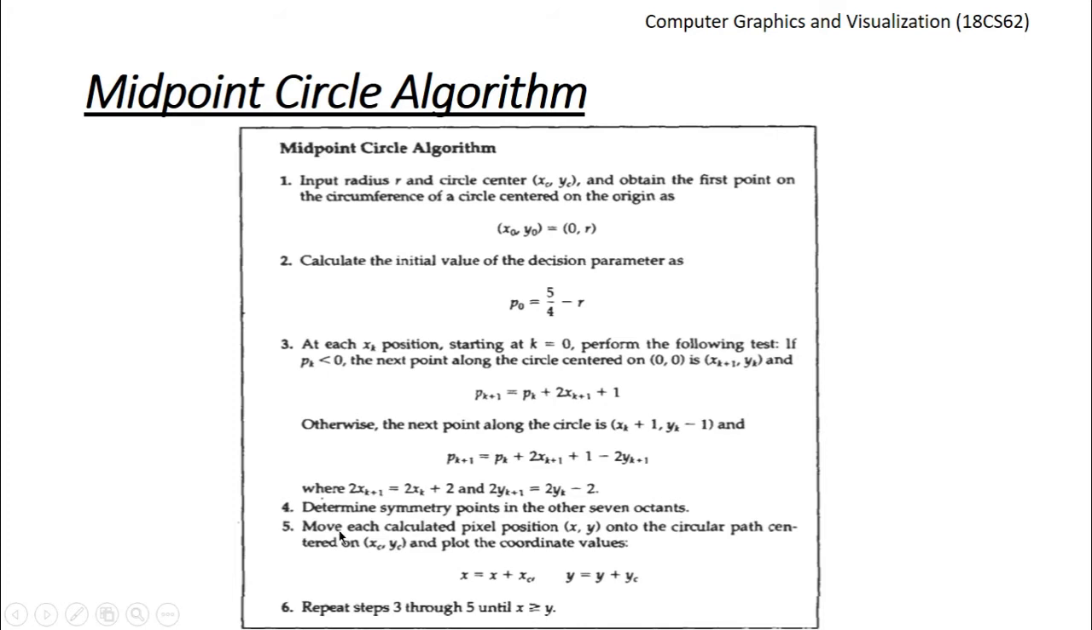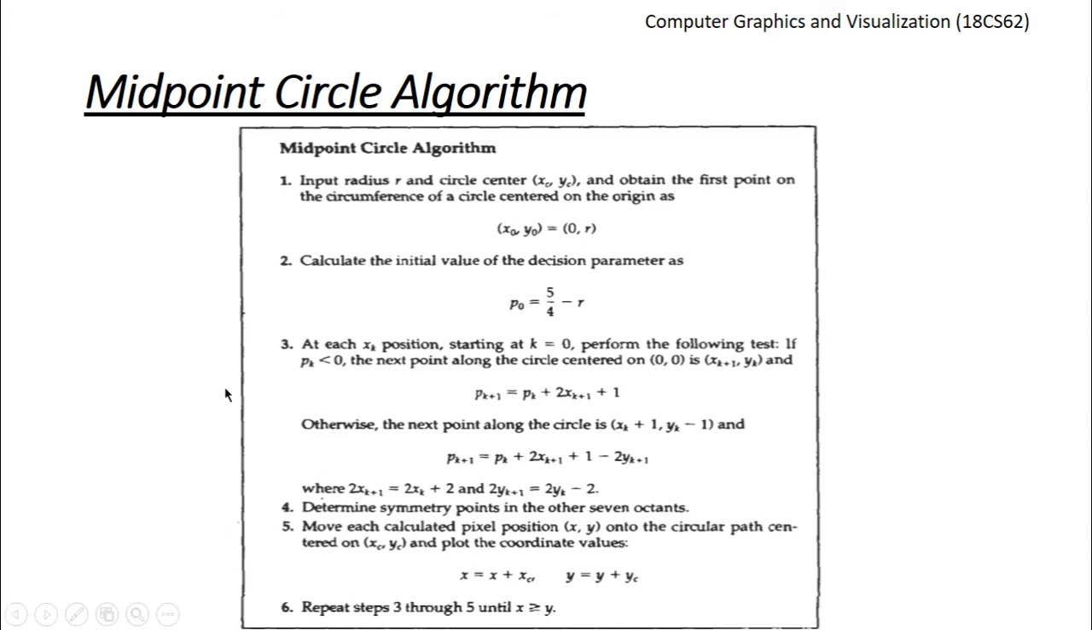Step number 5, for every point that we have found, for every x comma y value that we have found, we need to add xc comma yc to it. That is to move each calculated position x comma y onto a circle path centered on xc comma yc. We need to add xc and yc to the value of x and y respectively.